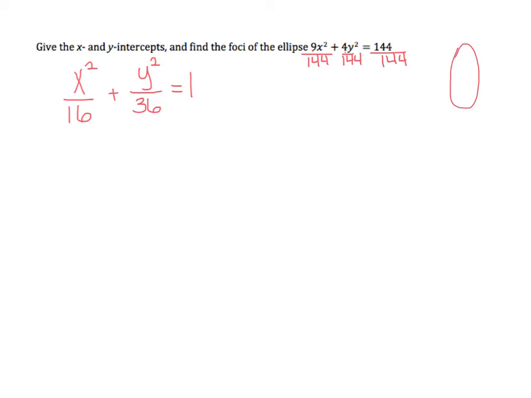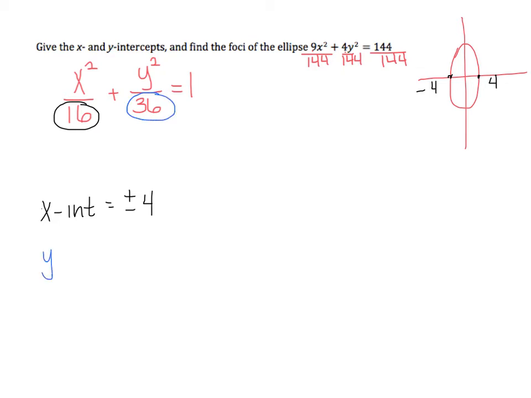So I'm asked for the x-intercepts, the y-intercepts, and the foci. The x-intercepts will be the square root of that number. So my x-intercepts are going to be positive and negative 4. Right, so that's negative 4, that's positive 4. My y-intercepts will be the square root of that number. So that's positive and negative 6. Here's positive 6, there's negative 6.